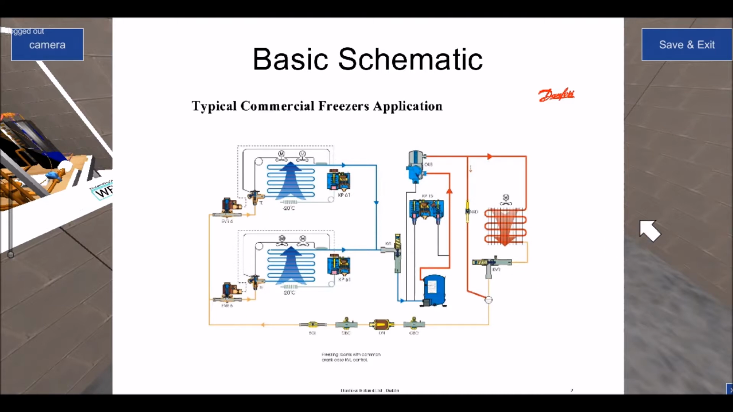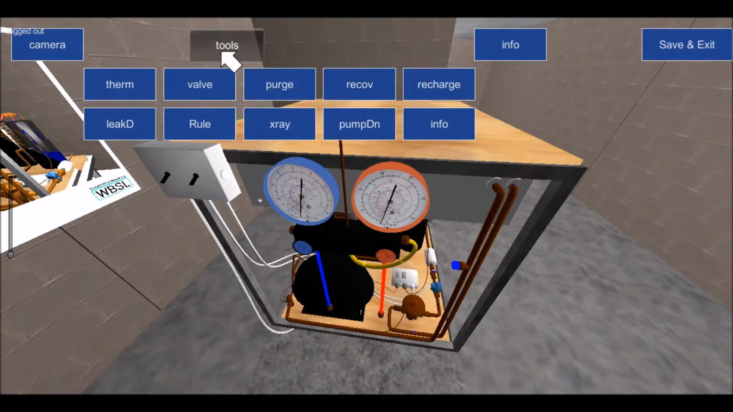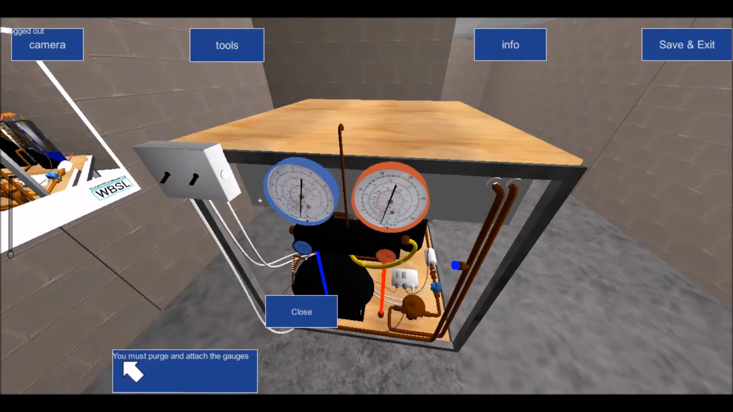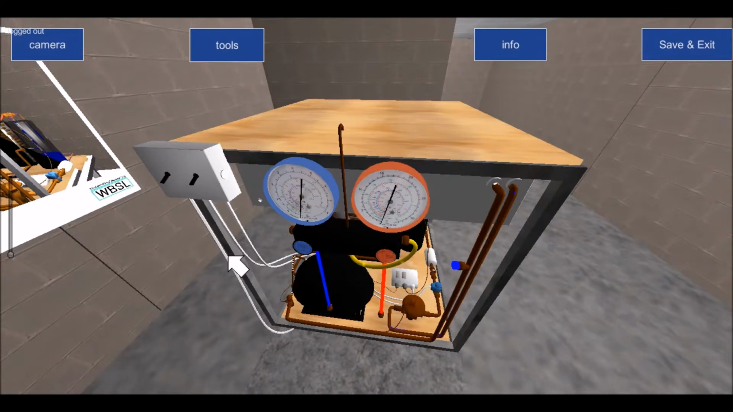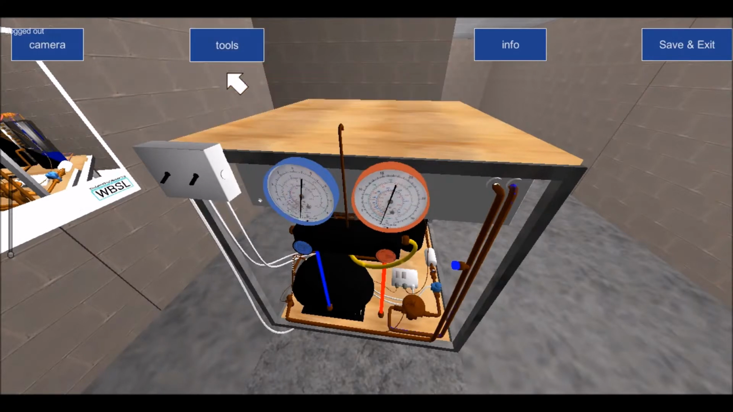The best way of trying to show how that works is you can go and practice. We go into our tools, and we have the purge, the recovery, pump down, and recharge. It's pump down that I want to discuss. But you see there it says you must purge and attach the gauges first. So, and I'm sorry if I'm jumping ahead, but I'll jump ahead and then jump back again, the first thing we all must learn before we ever put gauges on the system is this purge sequence.